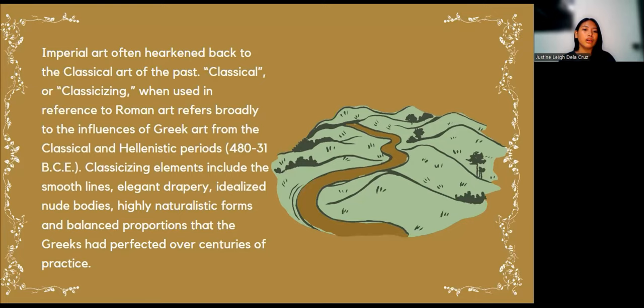So yung imperial art is often nare-recall siya sa classical art. Yung art na ginagamit is mas nai-influensyahan siya ng Greek art na nagsimula pa sa classical and Hellenistic period.